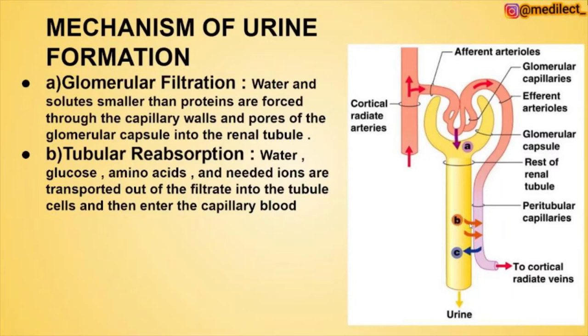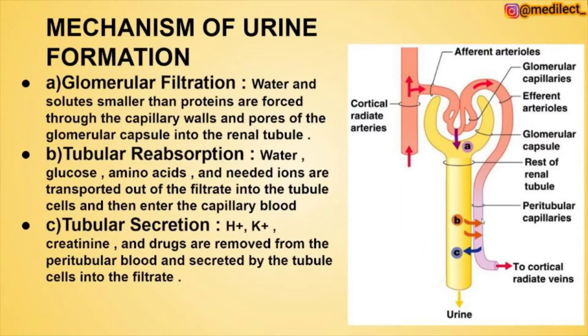Now, finally, the tubular secretion occurs over here. The hydrogen ion, potassium ion, creatinine and the drugs are removed from the peritubular blood and secreted by the tubule cells into the filtrate. So all the unwanted ions, all the unnecessary ions and the drugs and toxins are removed from the peritubular blood and secreted by tubule cells into the filtrate, which are then excreted into the urine. Okay, this is the very important mechanism of the urine formation.